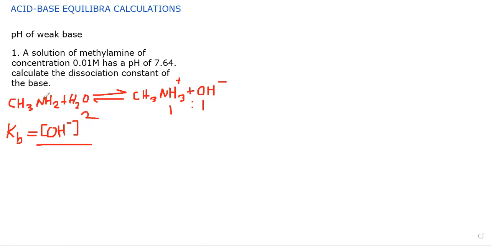So when I put a base in the water, it abstracts a proton from the water. That is why you have NH3 and the OH ion. And we do not include water in our equation. So it's CH3NH2.